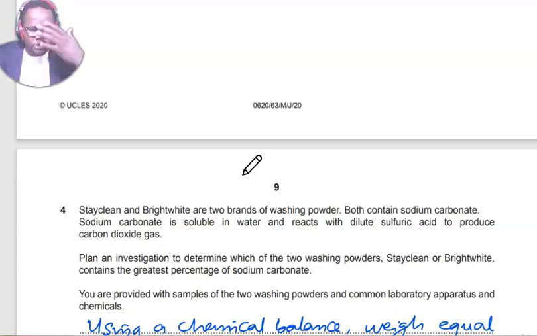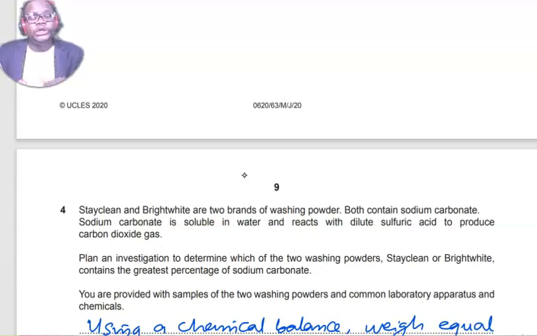All you need to do is look at the reaction. The two of them contain sodium carbonate. So sodium carbonate can react with what? With acid to produce salt, water and carbon dioxide. So how do I know which of these substances contains more sodium carbonate? The one that contains more sodium carbonate will react more with my sulfuric acid, and of course we produce more gas, more carbon dioxide.